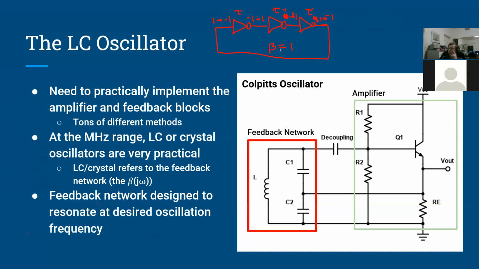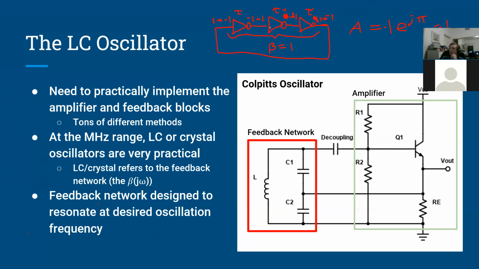I messed up again. Okay, now it's right. So what I'm saying is beta is 1, and then A, which is the gain of the amplifying path, this guy here, at the oscillation frequency is just equal to 1. And so it's really -1 times e to the j pi, which comes out to 1, right?